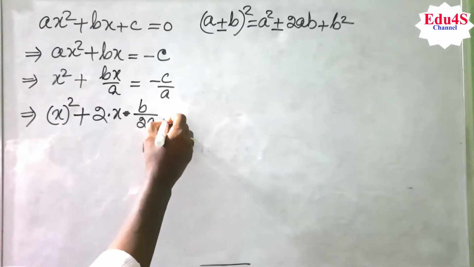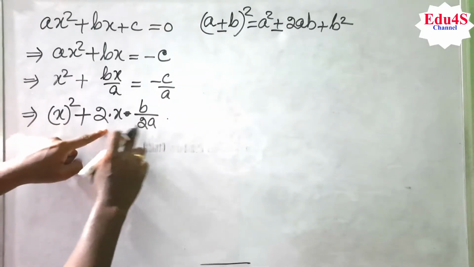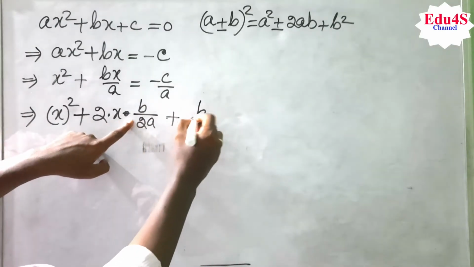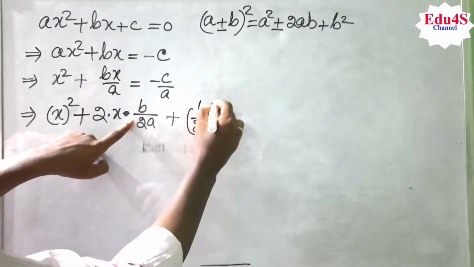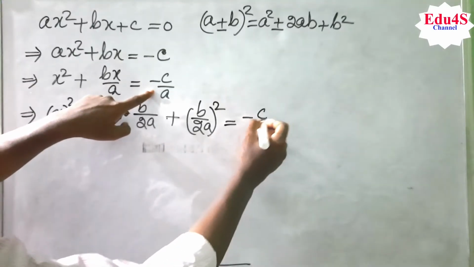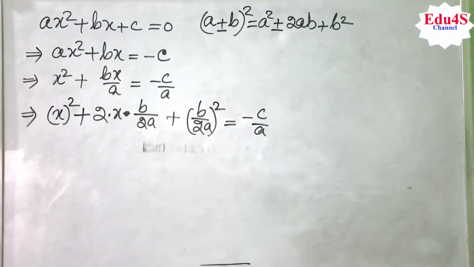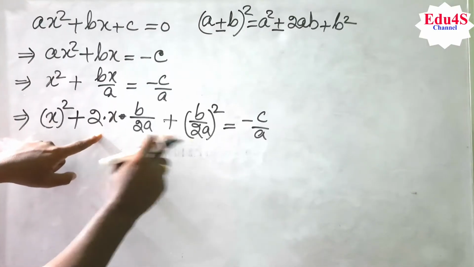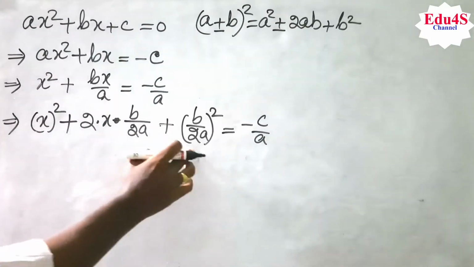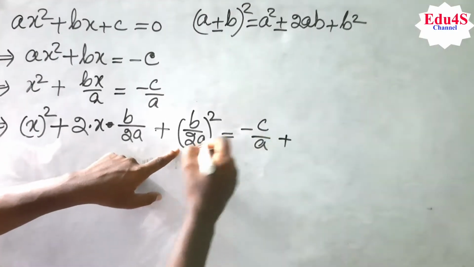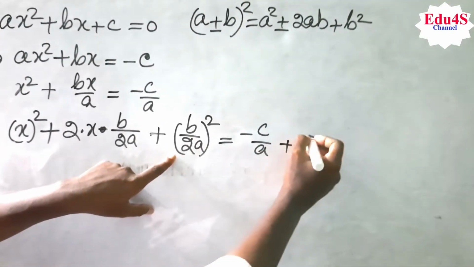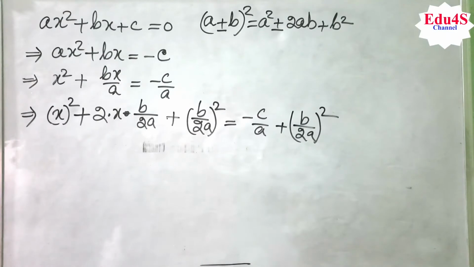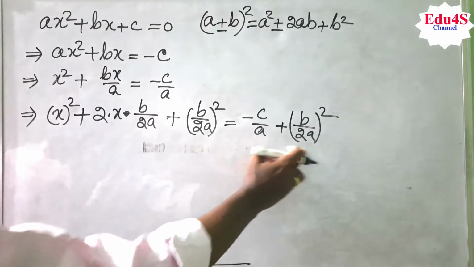Clear? Now a square plus 2ab is here. So b is this term. So you write here plus b square, that is, b by 2a whole square. Clear? Now this is equal to minus c by a. Now a question arises here. This is given and this is also given, but this is not given. So that is why we have to add this amount on the right hand side also. So you write here b by 2a whole square. So we added this term on both sides.